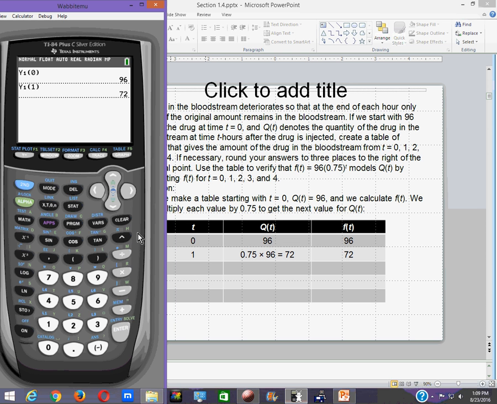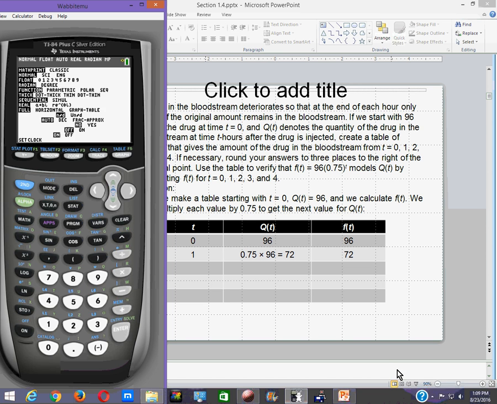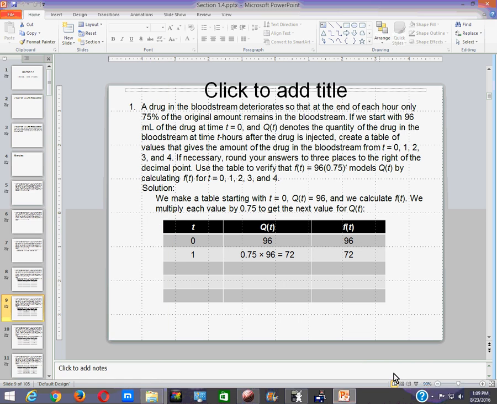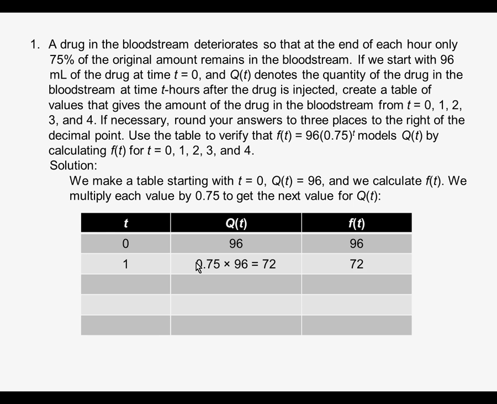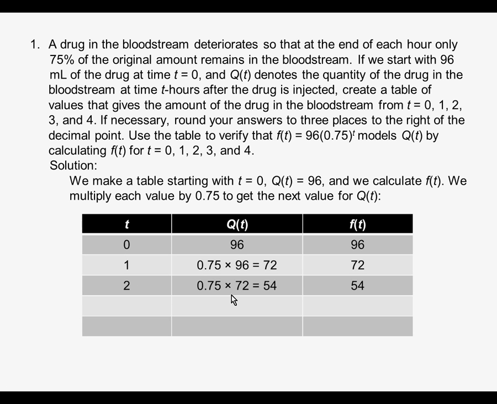Since we have the calculator out, let's go ahead and calculate y of 2. Y of 2 is in fact 54. So let's see what happens here in our table. When t is 2, I want to have 0.75 times that previous value. So 0.75 times 72 is 54, and we already showed that f of 2 is 54.